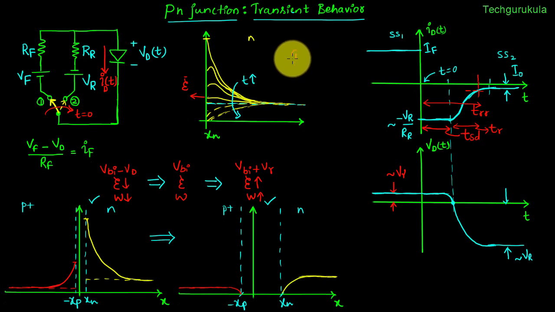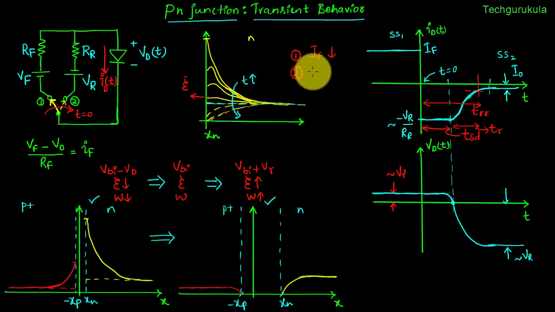So, number one, it is taking time to remove the stored charge. What if, to start with, the stored charge itself was less? Which means if the forward current that was flowing through the diode was less, then the reverse recovery time would be small, because the time spent to remove the stored charge would be small.